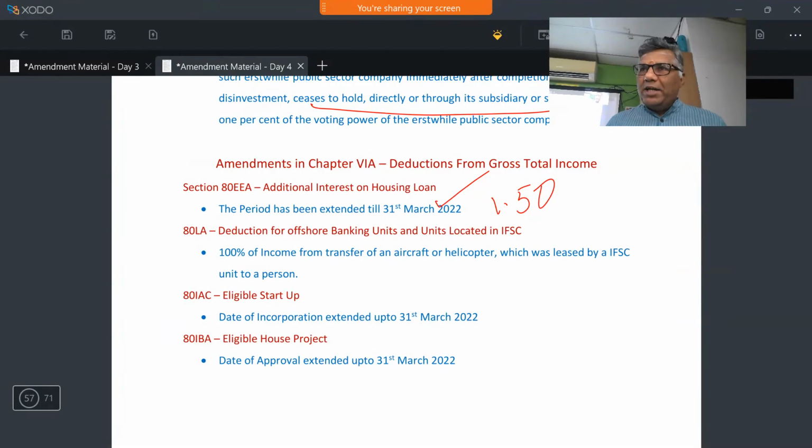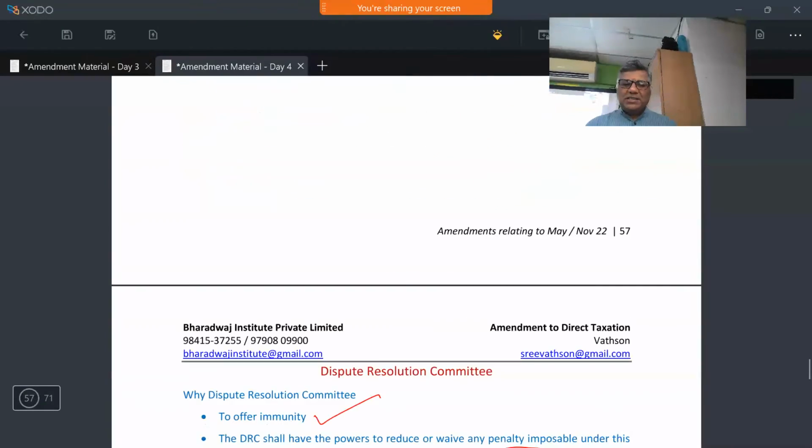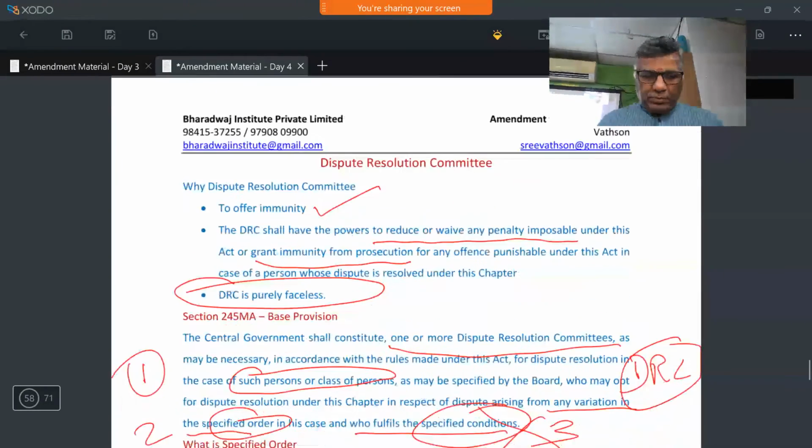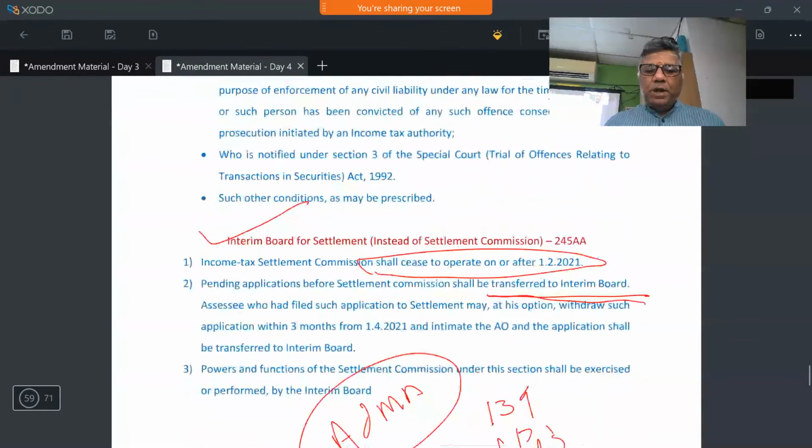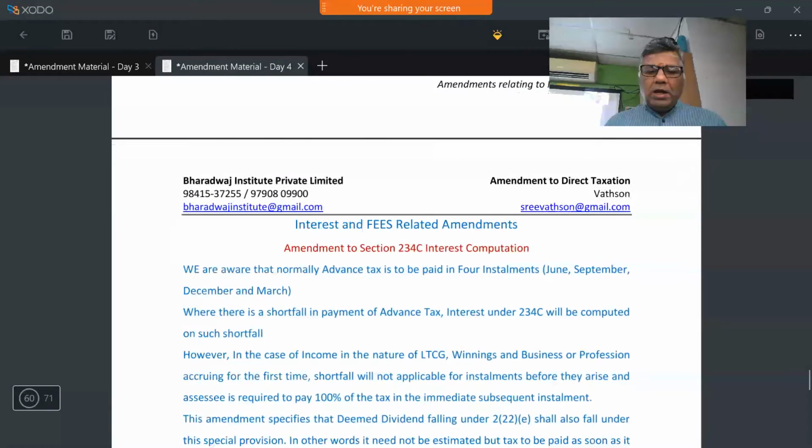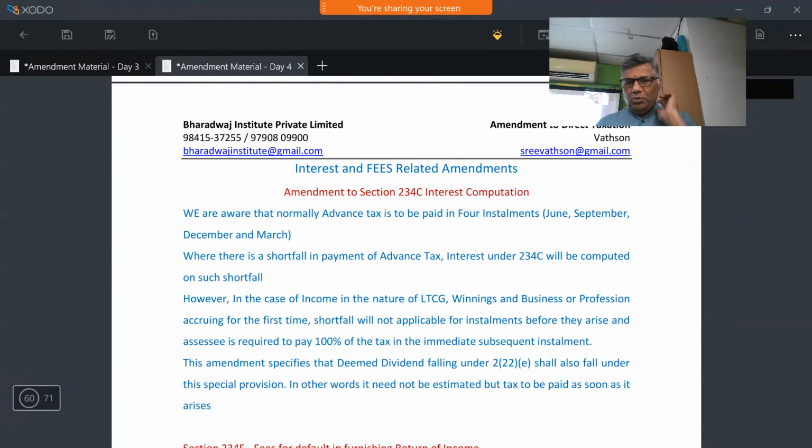Offshore banking unit again, 100% of transfer of aircraft or helicopter for IFSC units located in International Financial Service Center. Eligible startup is extension of date. Eligible housing project is extension of dates. All the other provisions are the same. It's only extension of date. We did DRC. We did interim board. Now I am going into interest and fees related amendment.